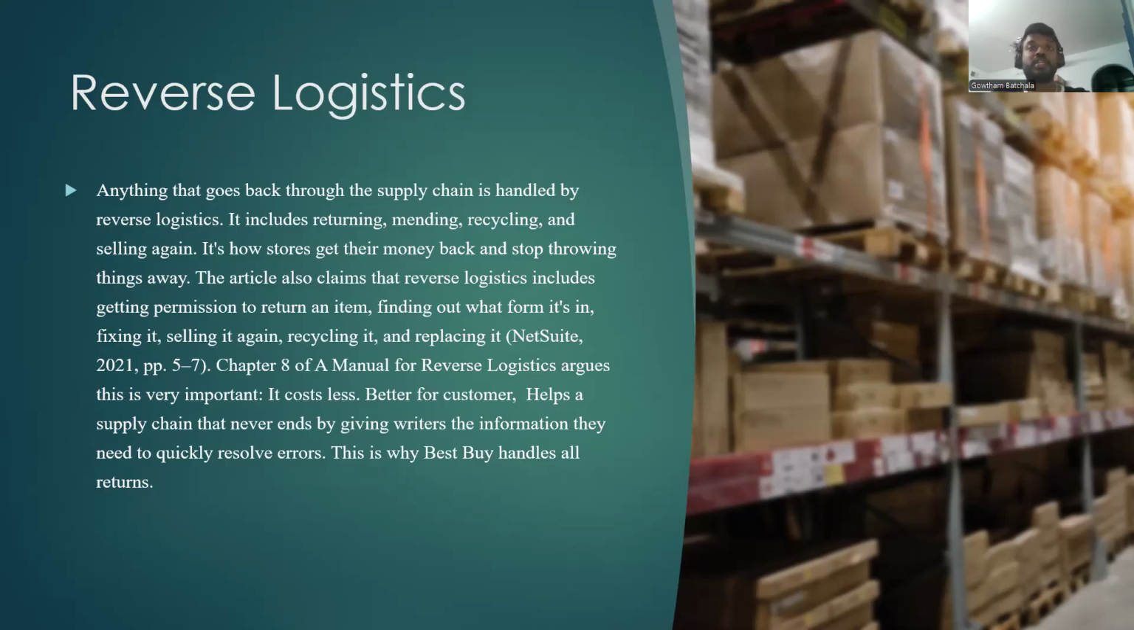The return process typically involves getting approval for the return, checking the condition the item is in, and deciding whether repairing is needed, or reselling it, recycling it, or replacing it with a new one. The textbook highlights why this matters: reducing cost, improving the customer experience, and helping companies spot product defects early at a large scale.